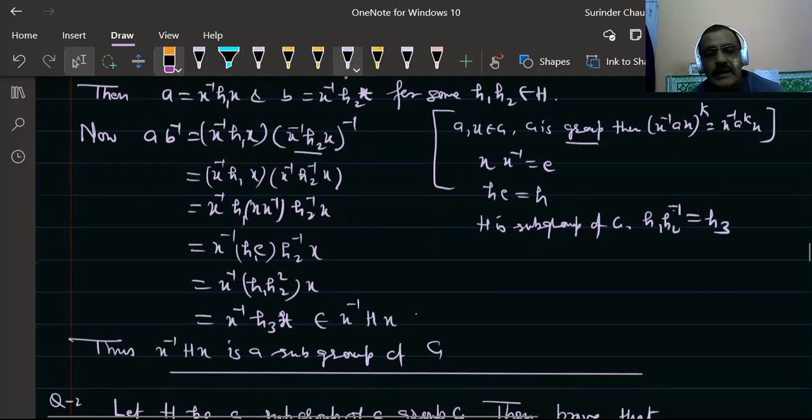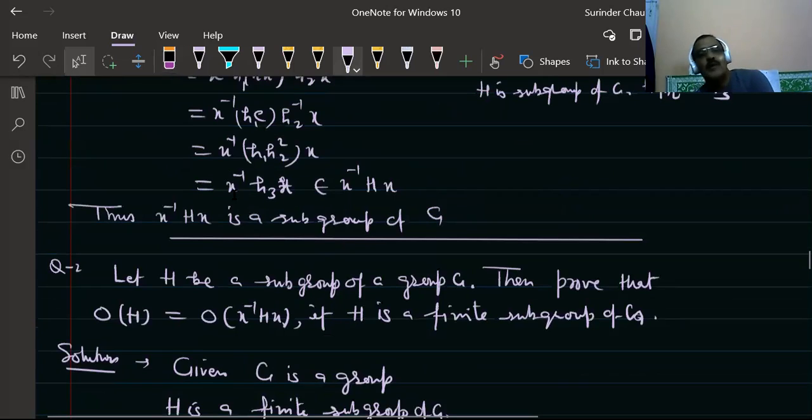X inverse Hx is unity, and if A belongs to X inverse Hx, therefore A inverse also belongs to X inverse Hx. Hence X inverse Hx is a subgroup.